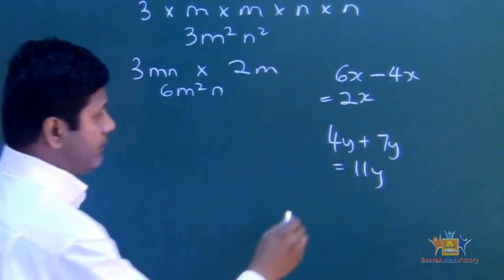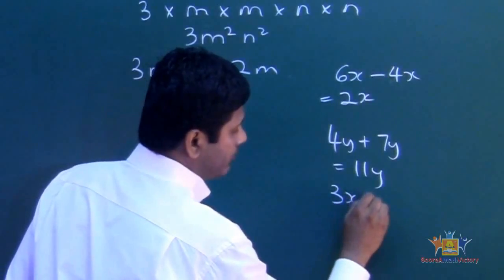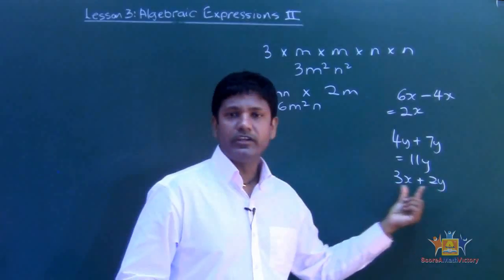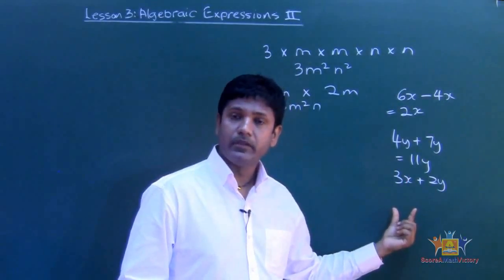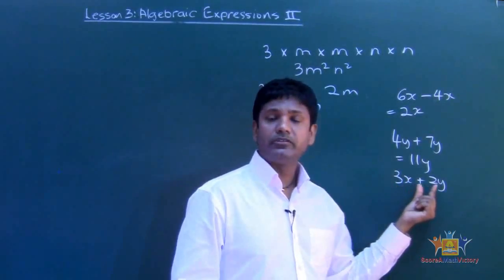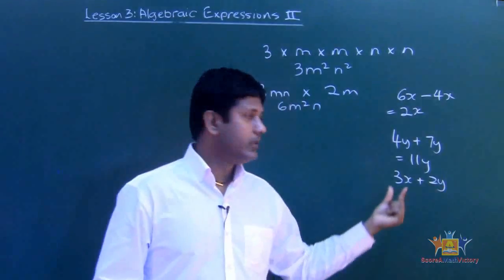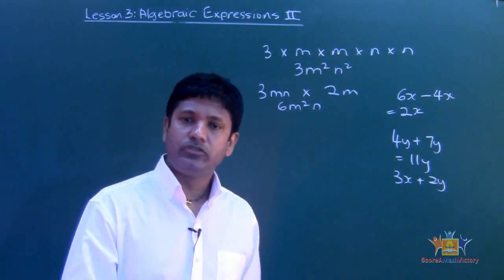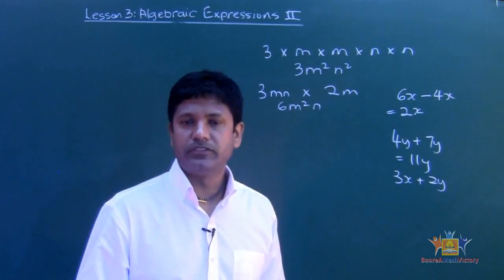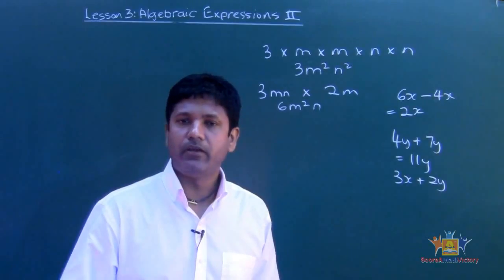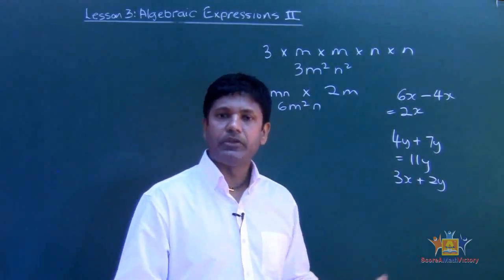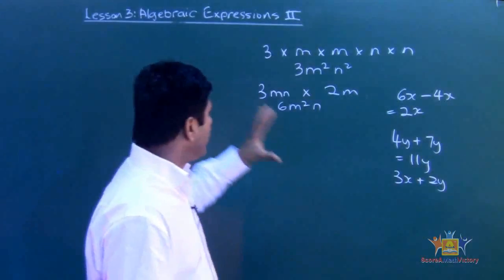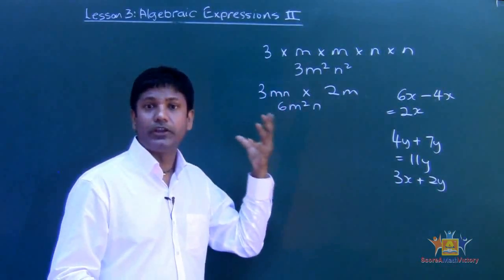Now keep in mind, if they are 3x plus 2y, now it's a whole different story. These are two different terms. I cannot add or subtract them, because now you're adding 3 apples with 2 oranges. 3 apples with 2 oranges doesn't combine. You still say, I have 3 apples and 2 oranges. You don't say 5 oranges apples, or apple oranges. You don't say it that way. You say, I have 3 apples and 2 oranges. But when it comes to multiplication, yes, you can combine them.